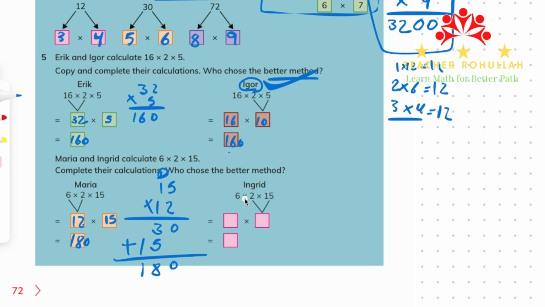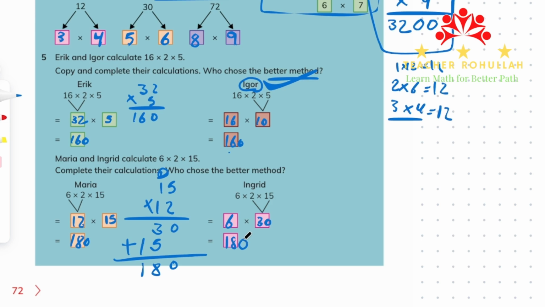And the second one is Ingrid's one. Ingrid has first multiplied 2 and 15. We know that 2 15s are 30. And 6 is then multiplied with 30. Here we see that 30 has 1 zero. We can simply multiply 3 and 6. 3 times 6 is 18. And write the 1 zero which is in 30 over here.